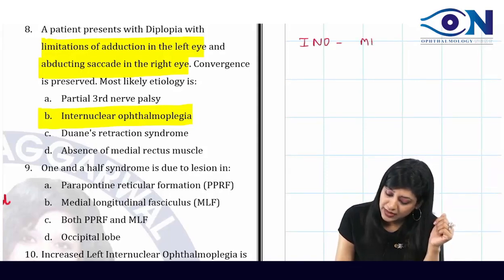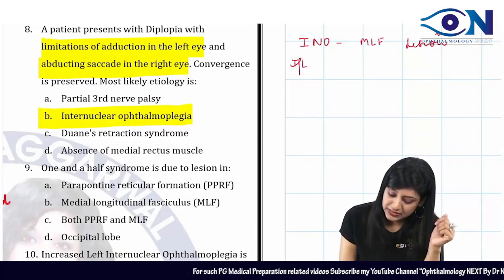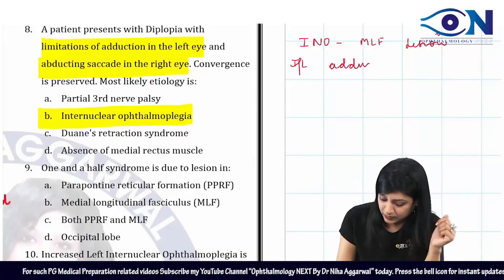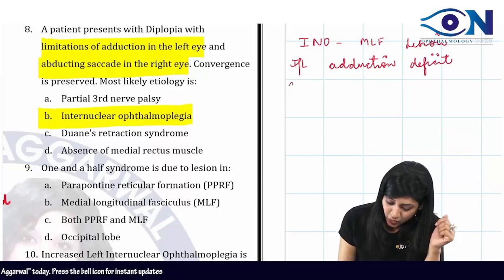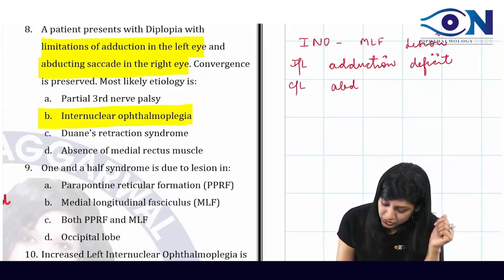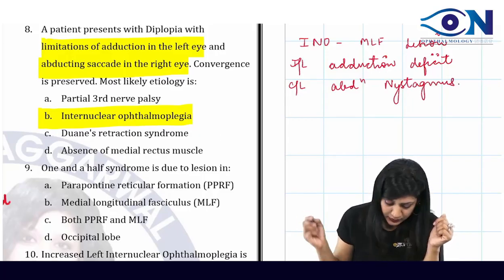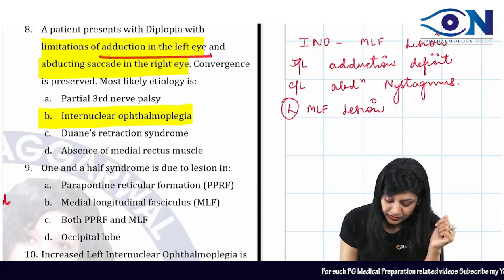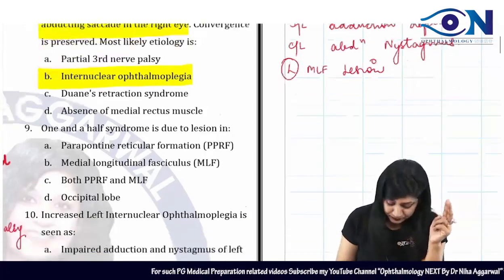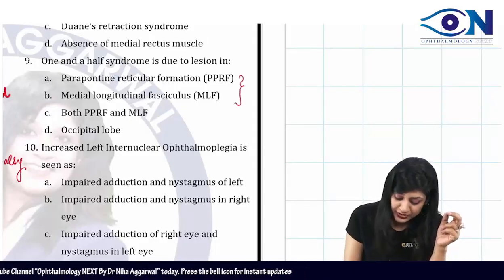ophthalmoplegia, you will have the MLF lesion, and whenever we have the MLF lesion, we will have the ipsilateral adduction deficit, and we will have the contralateral abduction nystagmus. Contralateral abduction nystagmus. So, they have given you adduction deficit in the left eye, therefore, it will be left MLF lesion, or we can say left INO, and contralateral abduction nystagmus we will have. 1.5 syndrome is actually due to the lesion of both. So, answer to this question will be C.